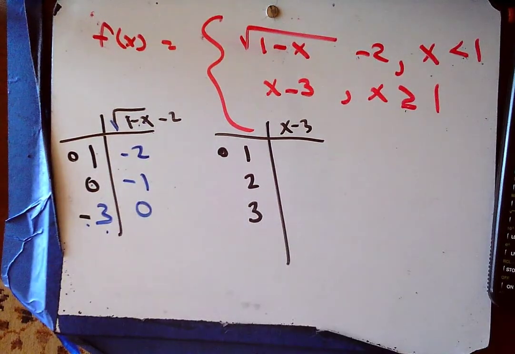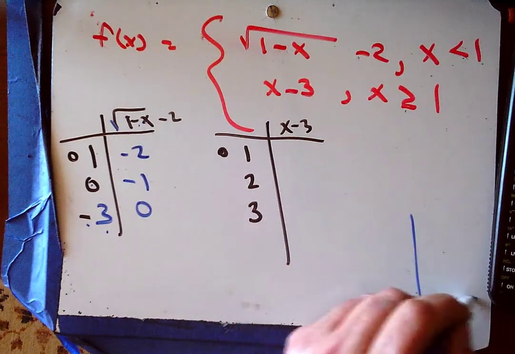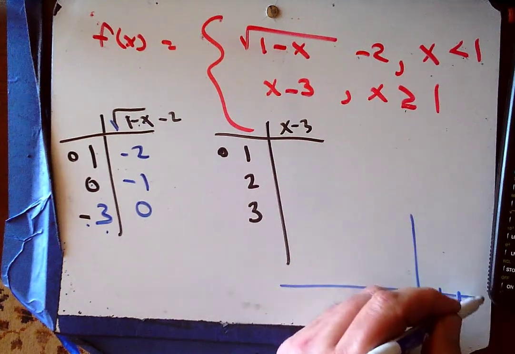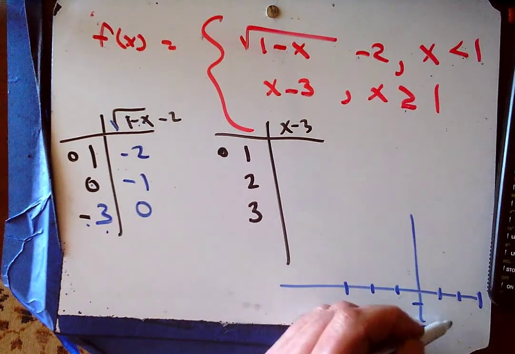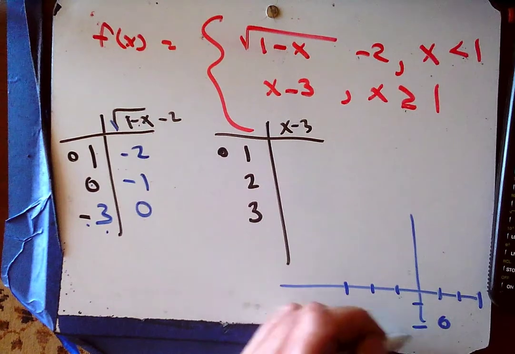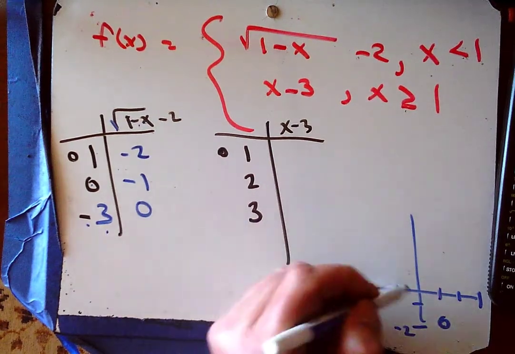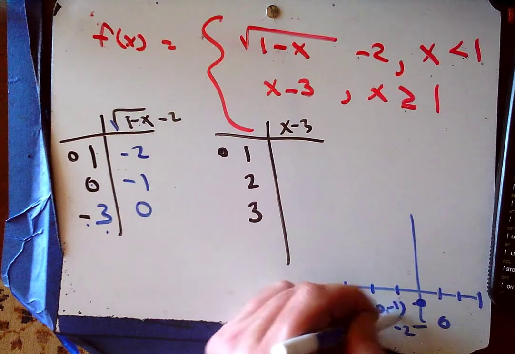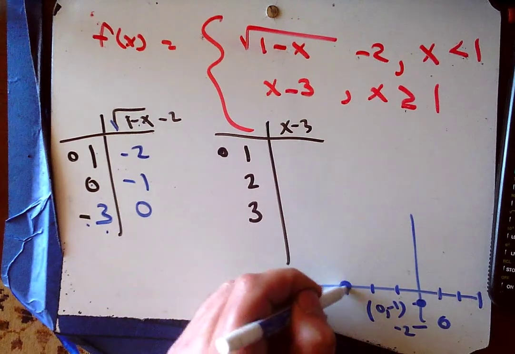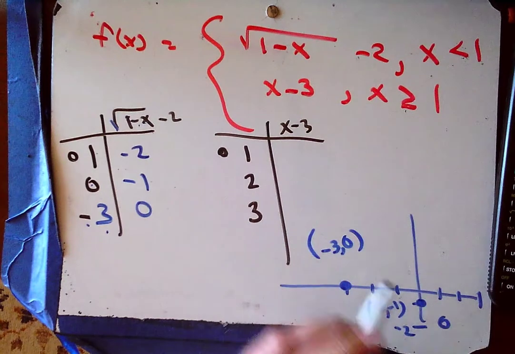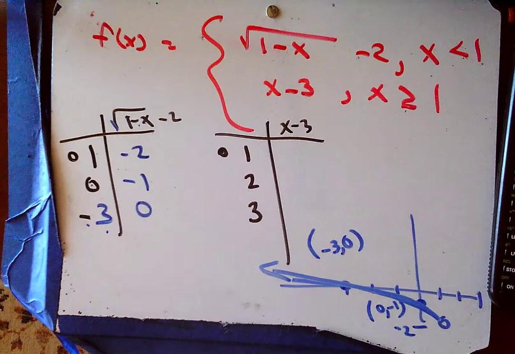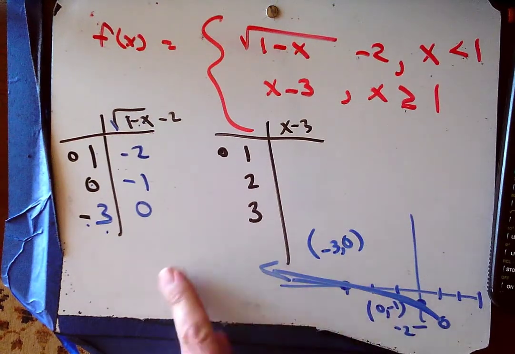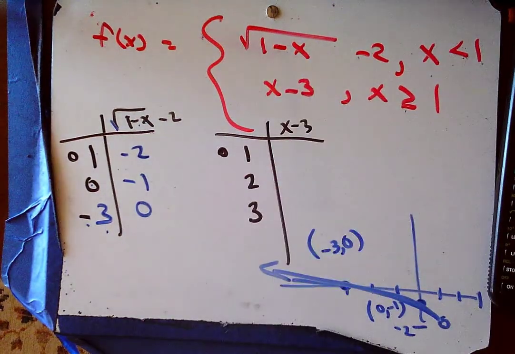Let's sketch that. So we've got 1, negative 2 with an open circle. And we have 0, negative 1. And we have negative 3, 0. And our square root shape there. Why does it point this way? Because it's got a minus x in front of it, and that minus flipped all of the x values.